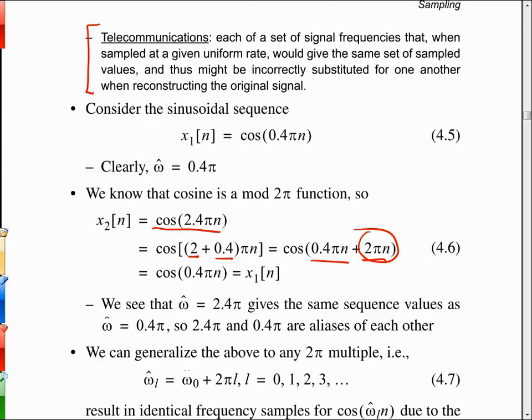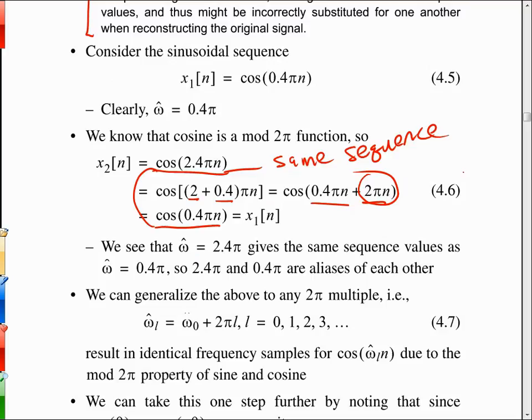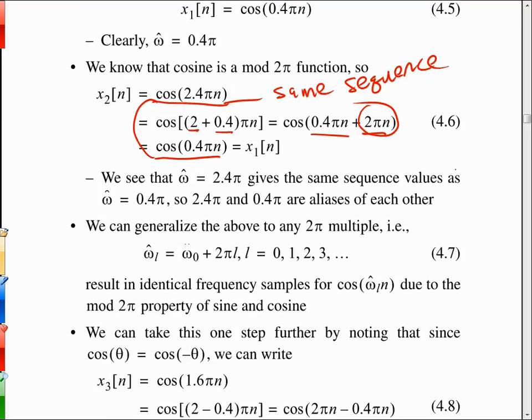So these guys are identically the same sequence. So that's one pair of frequencies that alias to each other. So in general, any 2 pi multiple added to some value omega naught hat will produce the identically same sequence. And that's just due to the mod 2 pi property.